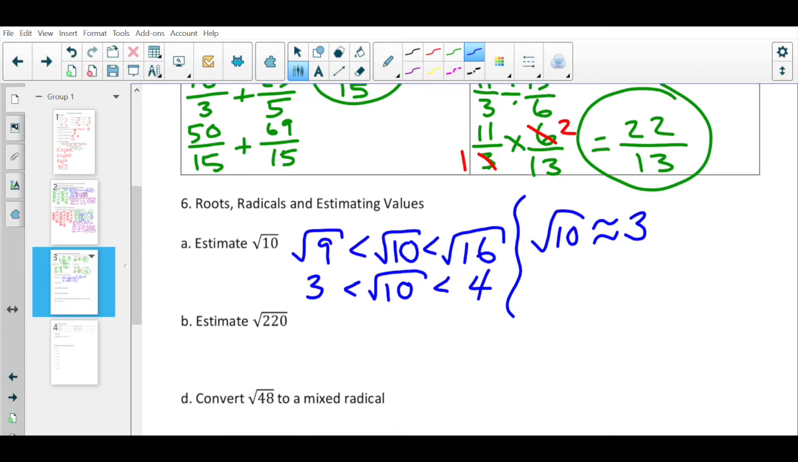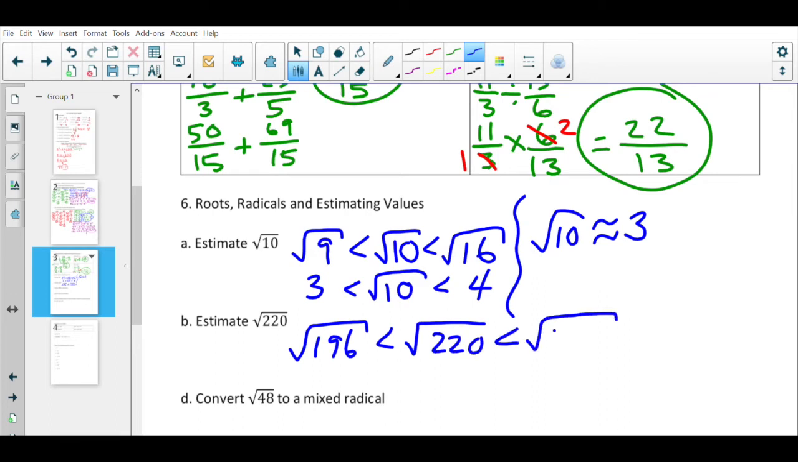Okay, let's try something different. Square root of 220. This will require your knowledge of the perfect squares beyond the number 10. So 220. I think it's 14. Let's try this: 14 times 14 is 196. So square root of 196 is less than square root of 220, is less than square root of 225. Those are the perfect squares that I know.